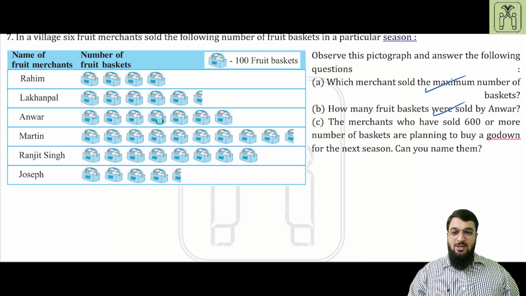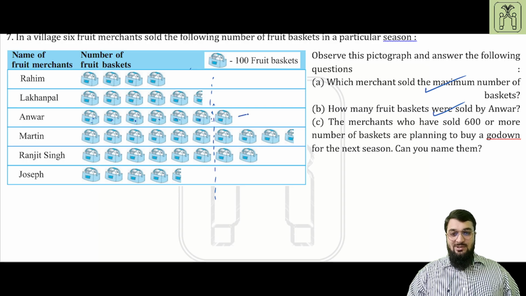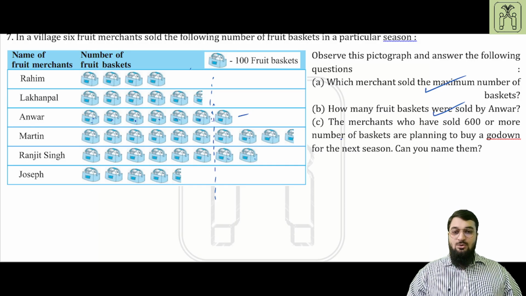1, 2, 3, 4, 5, 6. So this is 6. So anyone having 600 or more will be taken into account. 1, 2, 3, 4, 5, 6. So from here, not from here. Anyone who has crossed this line will be named. Because this is 7, this is 8, 9, 9.5, and this is 7 and 8. So the names of the merchants are Anwar, Martin, and Ranjit Singh, who are planning to buy a godown for next season. This summarizes the answer.